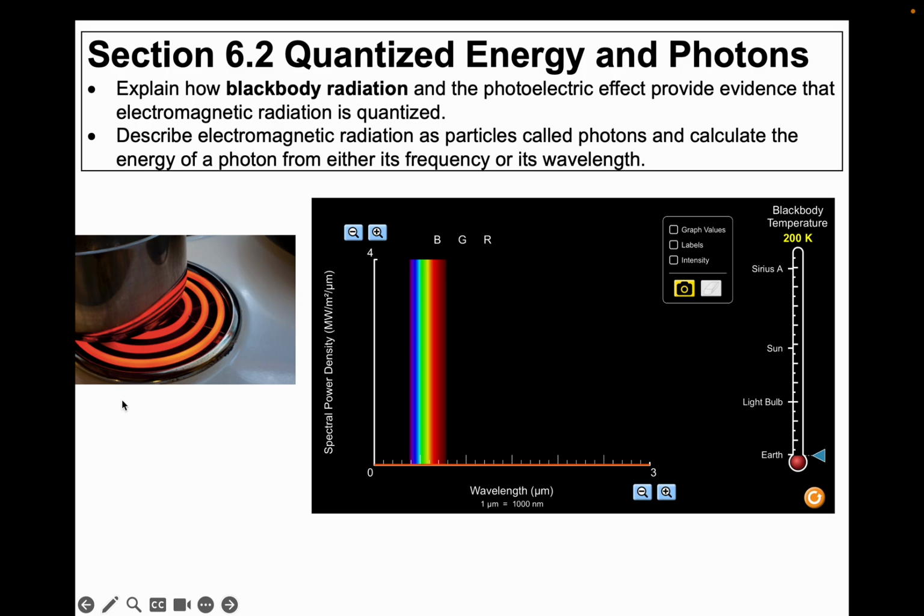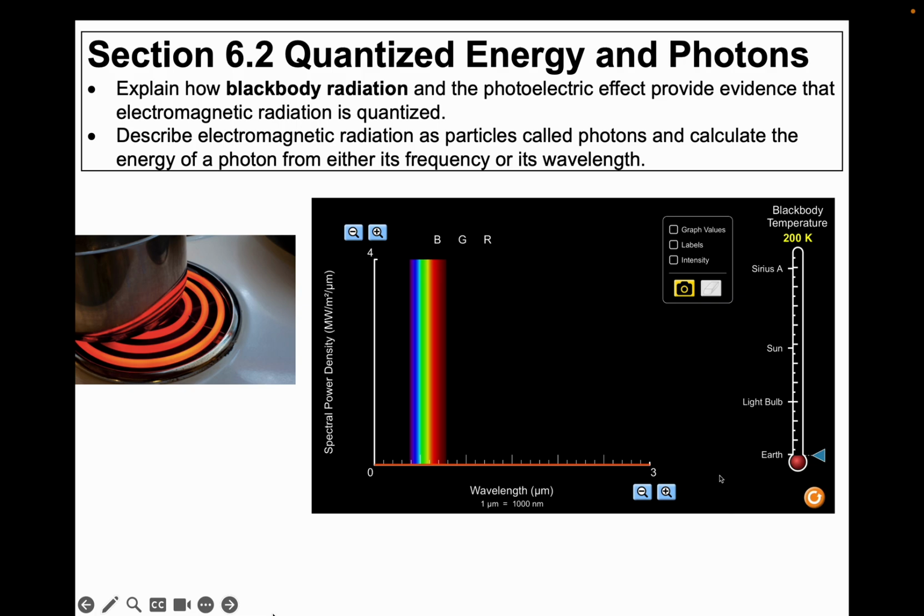Let's say you have an electric stove. You turn on the electric stove, and what happens? Initially, the coils feel warm. Then they start to feel hot. Then they start to glow this orange color. As the temperature is increasing, the electromagnetic radiation that's being emitted begins to change.